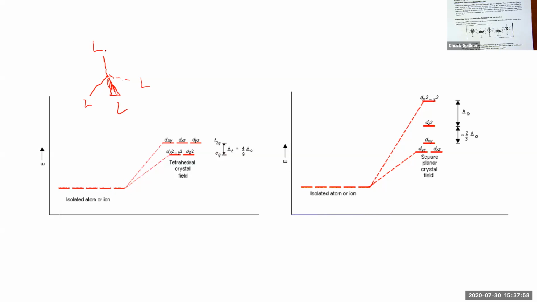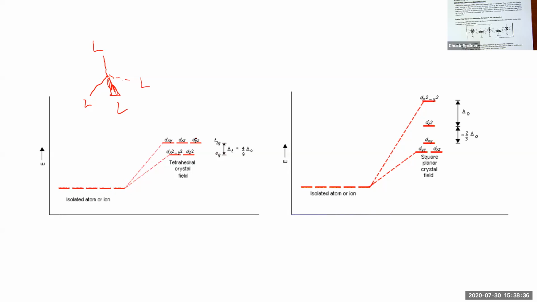So the way the electrons fill in a tetrahedral crystal field is in a high spin mode. They fill singly into each orbital until they have to pair up. You'll also notice that the z squared and x squared minus y squared are flipped. So they're lower energy now, and the dxy, dxz, and dyz are higher energy.